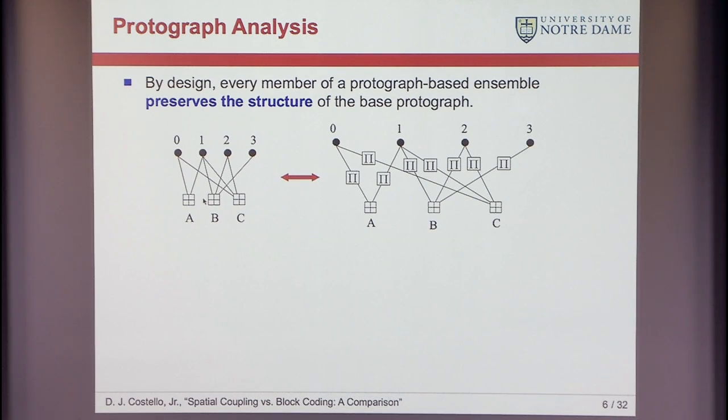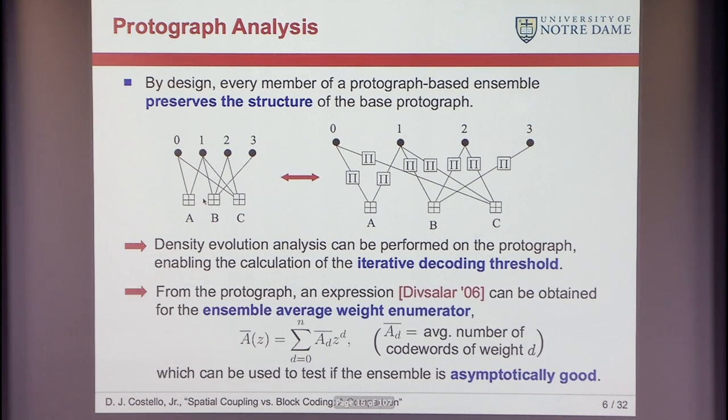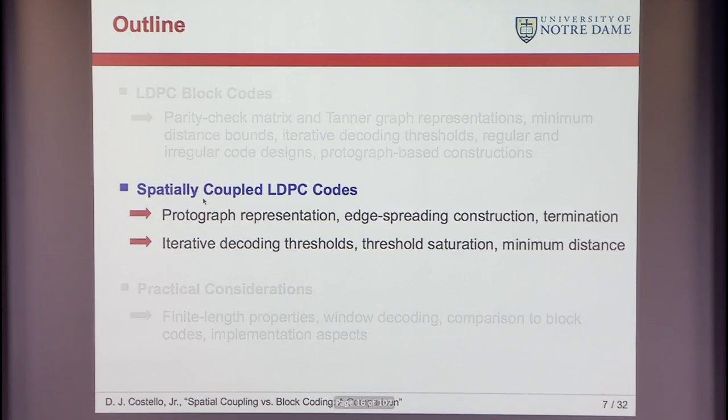Every member of a protograph-based ensemble, when you use this lifting procedure, preserves the structure of the base protograph. So you can apply density evolution to the protograph to find out the iterative decoding thresholds, which is nice. So you can create ensembles like this, and you know their thresholds by computing them on the protograph. And also from the protograph, you can determine average ensemble weight enumerators, which allows you to determine the distance properties, in particular if you happen to have an asymptotically good ensemble.